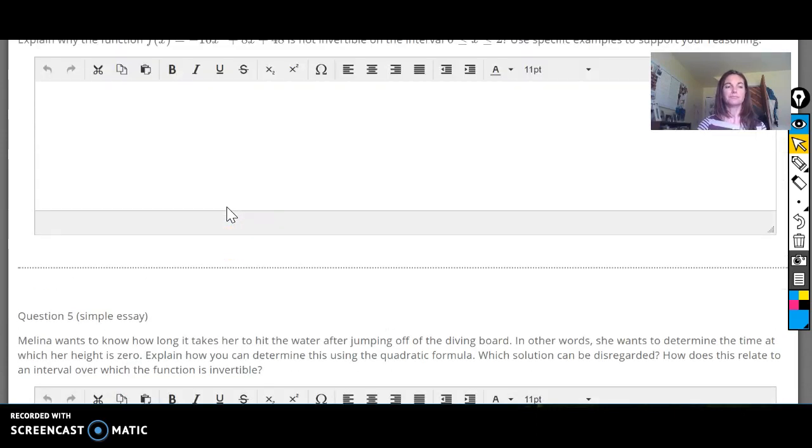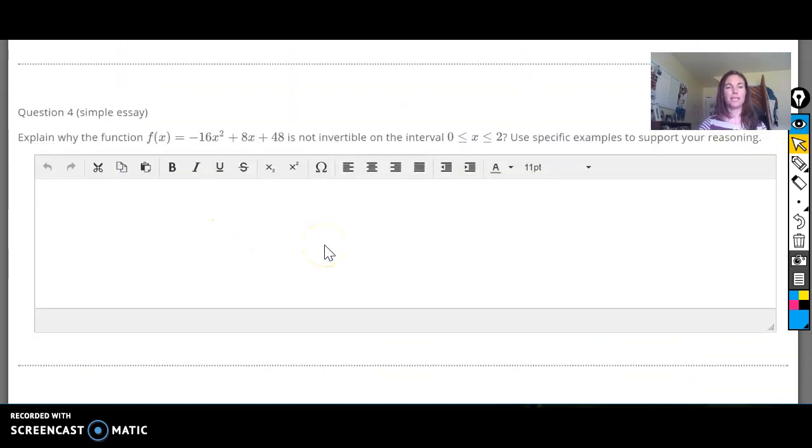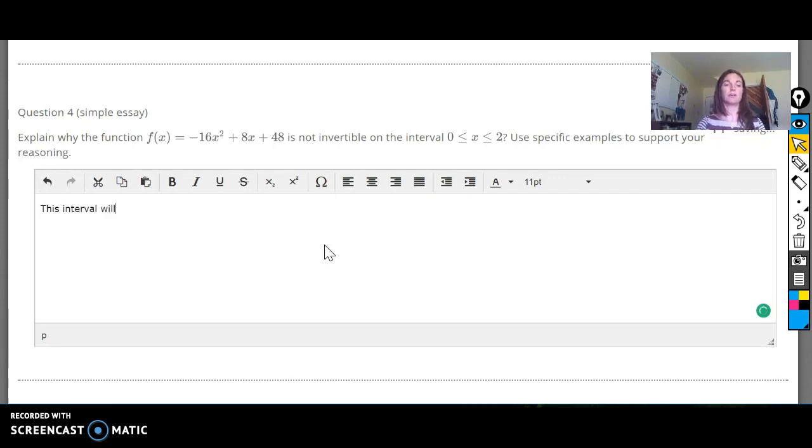Okay. 2 essay questions here. Explain why the function f of x equals negative 16x squared plus 8x plus 48 is not invertible on the interval 0 is less than x, which is less than 2. So this interval will not work because there are more than one.